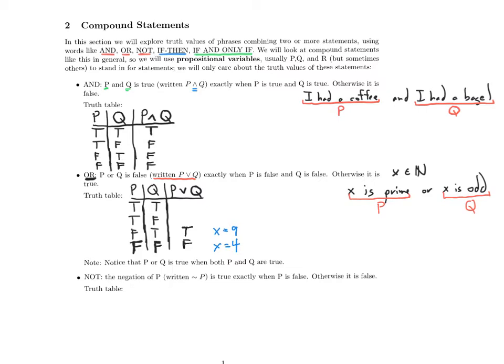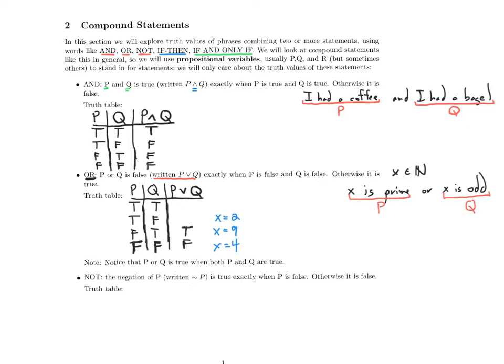What about the other situation where P is true and Q is false? So we want a prime number that isn't odd. In fact, there's only one of them, of course, because odd means not divisible by 2. So the only prime that is divisible by 2, by definition of what a prime is, is 2. That's a number that is prime and not odd.